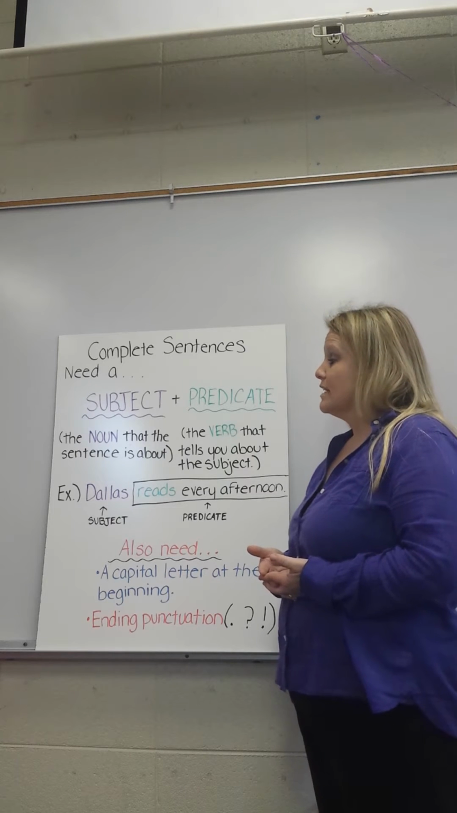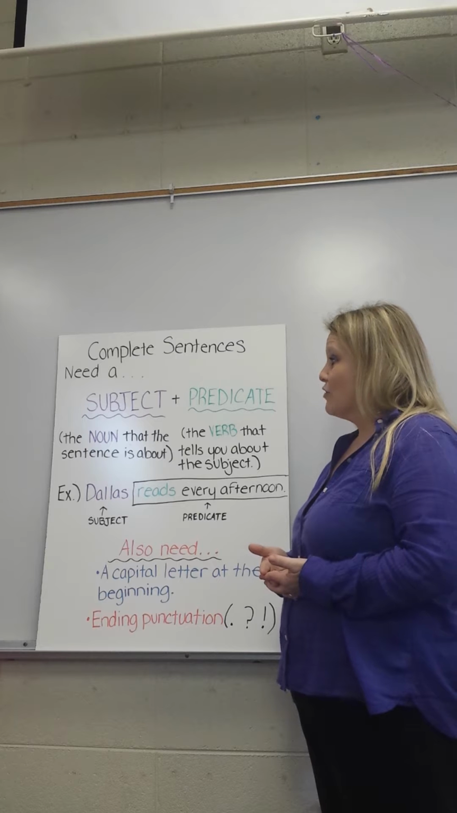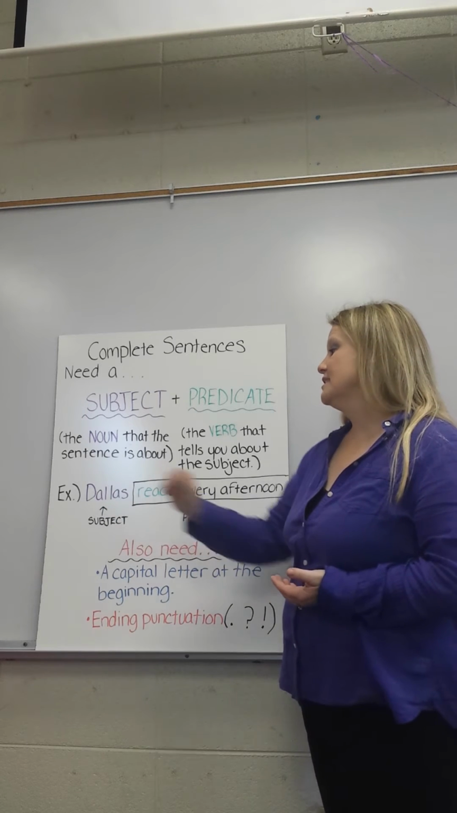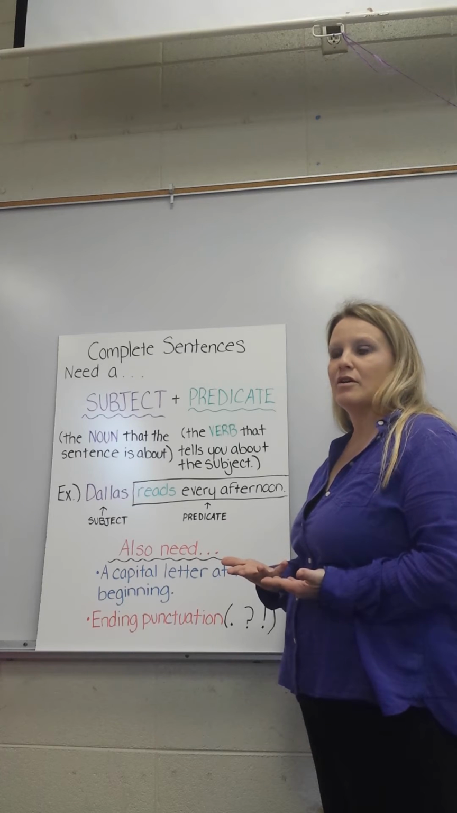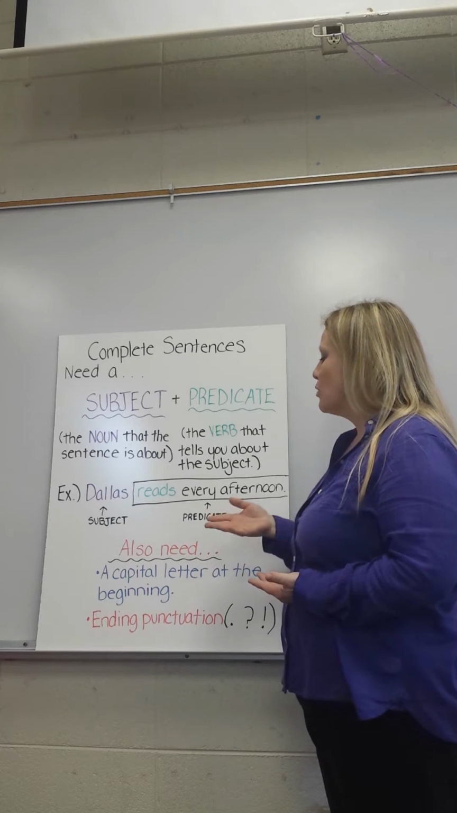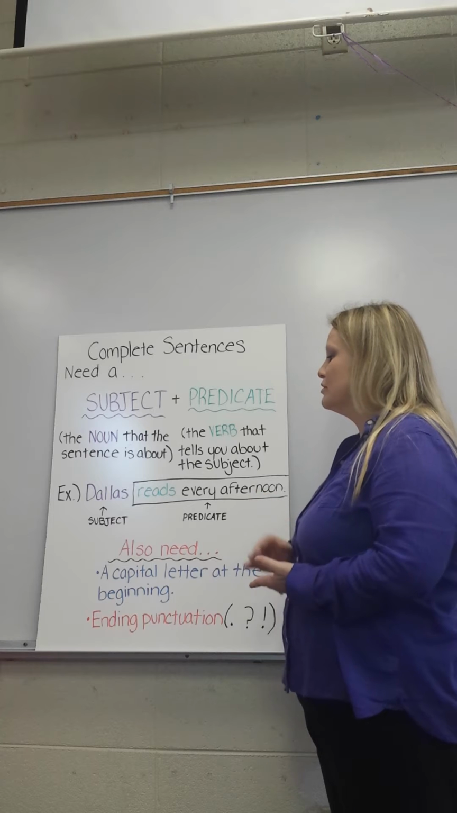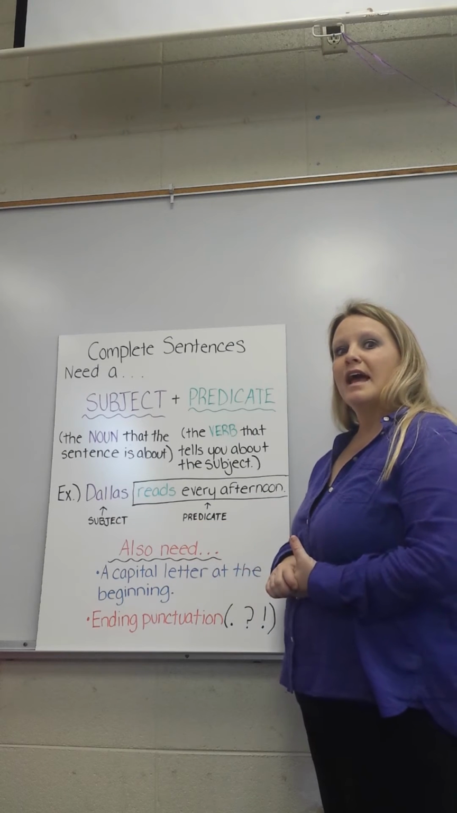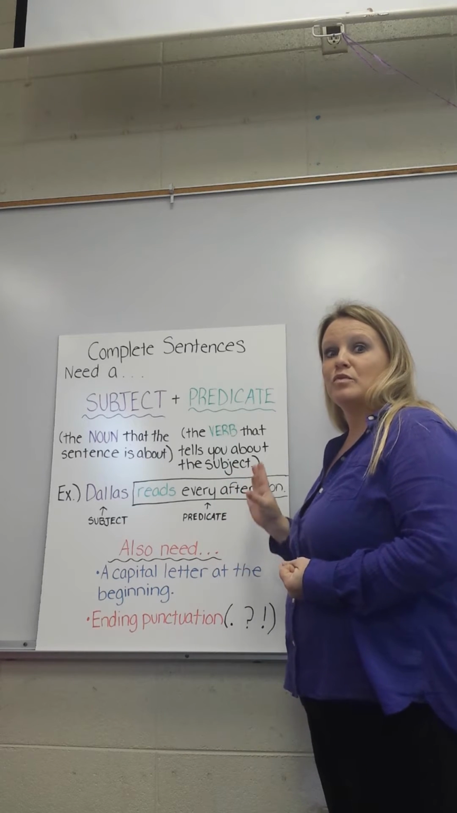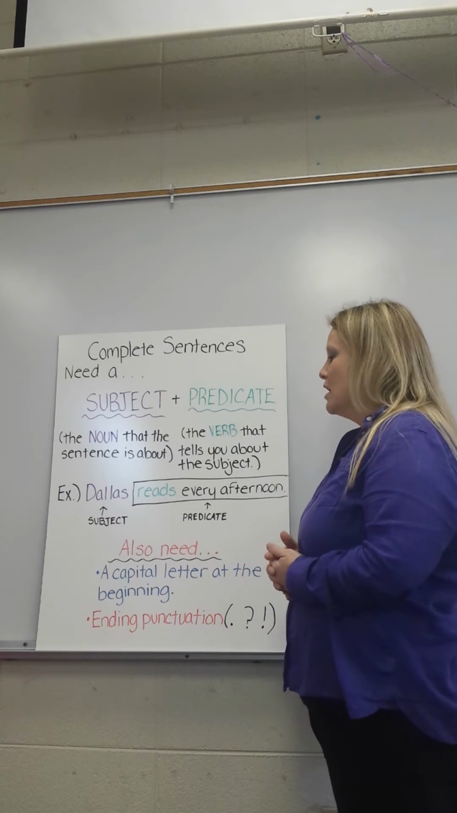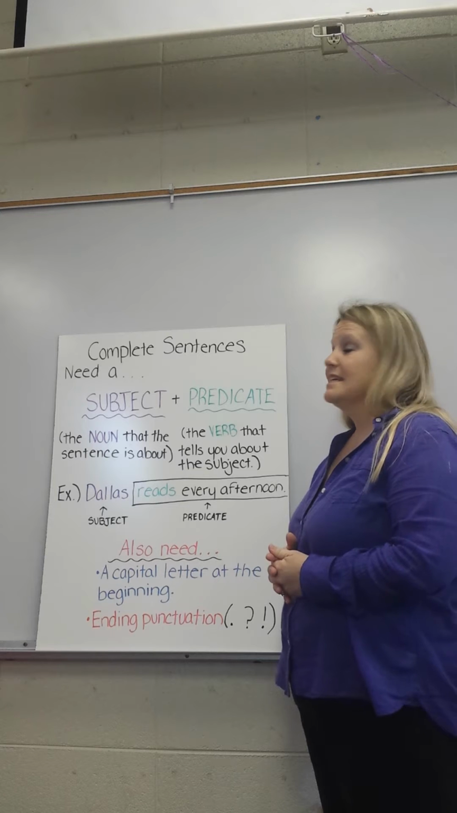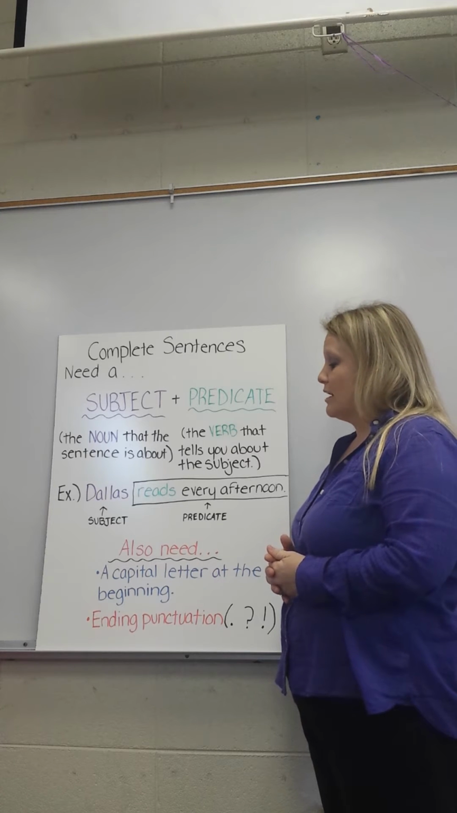An example here says, "Dallas reads every afternoon." Dallas is the subject because it tells who or what the sentence is about. And the predicate is "reads every afternoon" because it includes the verb and everything else that's going on with the subject of the sentence. And that's just one example, but it is a complete sentence and it does contain our subject and our predicate.